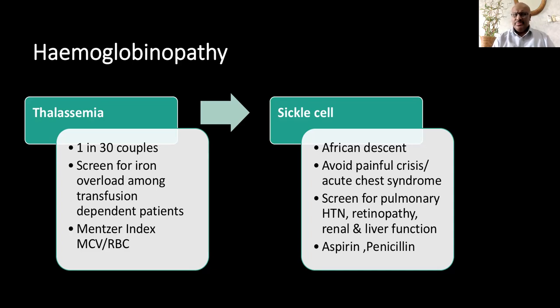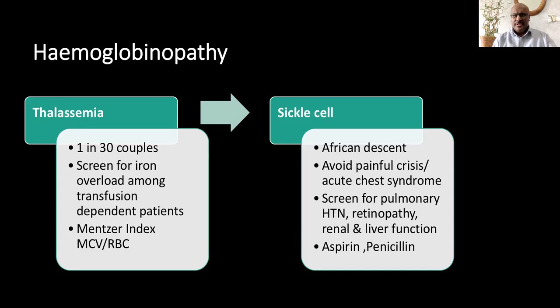The RCOG Green Top guidelines have got a wonderful guideline about management of sickle cell in pregnancy, but it's important to screen for pulmonary hypertension, screen for retinopathy, renal and liver involvement, and all of these patients will benefit from a multidisciplinary care. But please do not forget your aspirin. Please do not forget your penicillin prophylaxis.